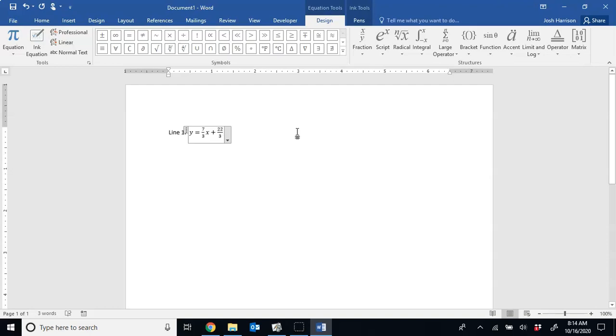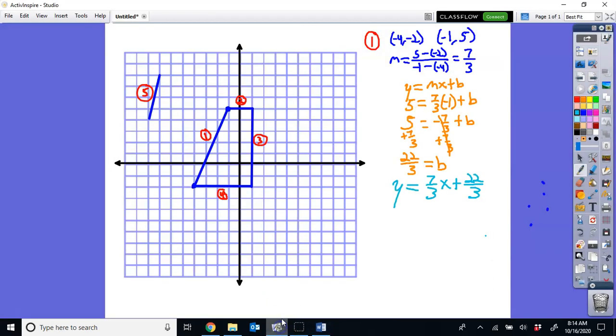So I could type that into a Word document or even into Google Documents, and it would make it really nice and pretty for Mr. Harrison to read. Now, I'm not saying you have to do that, but it definitely would make it a lot easier on me if you did type it in. It'd be nice. Not a requirement.